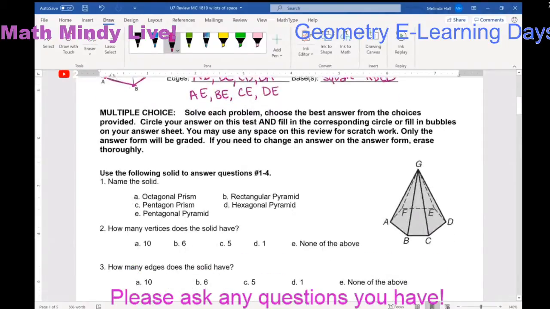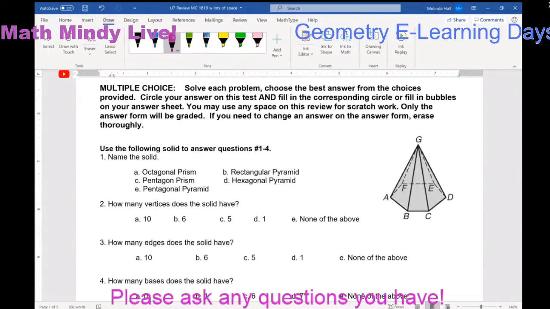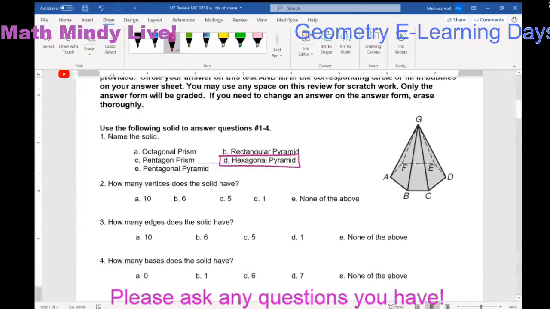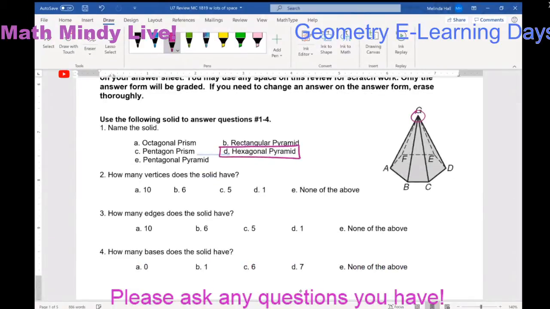From there we have multiple choice. So for starting off with naming this solid, we have the base, which is a hexagon. And so because it's a hexagon and it meets at a point, that would be a hexagonal pyramid. And so then looking at the number of vertices the solid has, you'd have 1, 2, 3, 4, 5, 6, 7. So then there would be none of the above.